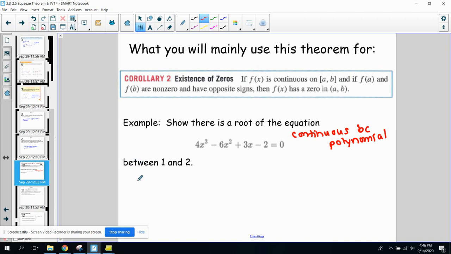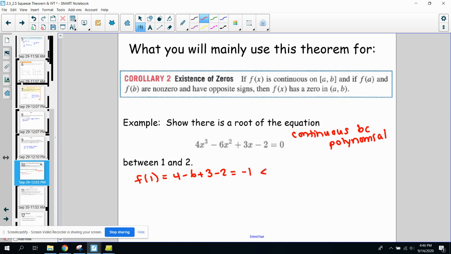Okay, so we want to find the root. So show that there's a root of this equation between 1 and 2. So 1 and 2 are our endpoints. That's the a and the b. So what I'm going to do is find f at a. So I'm going to do f at 1. All I'm going to do is plug in 1 for all the x's. So I have 4 minus 6 plus 3 minus 2, and that's going to equal negative 1.